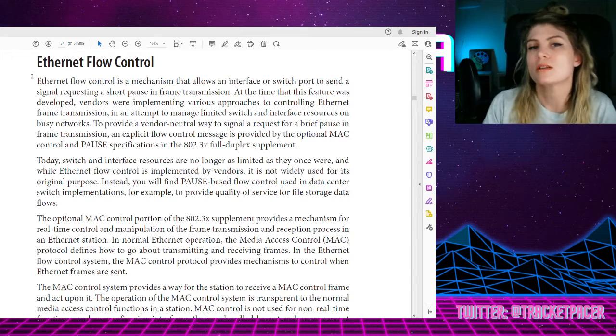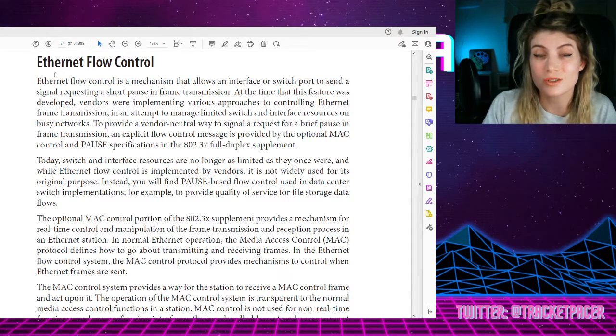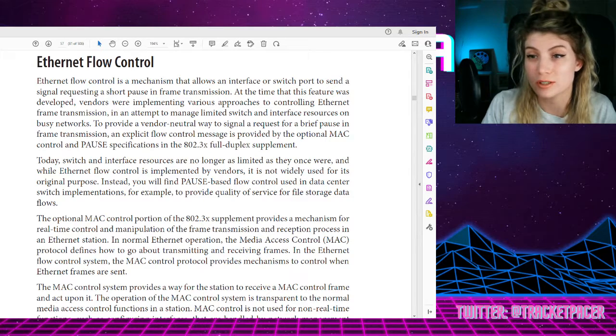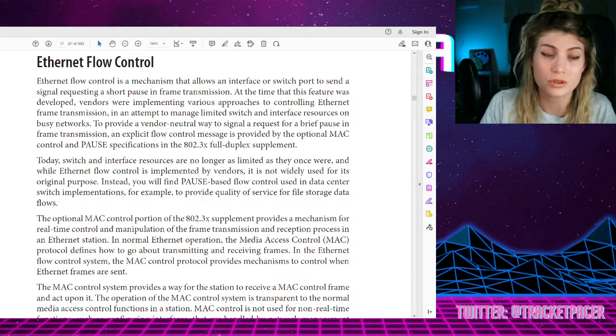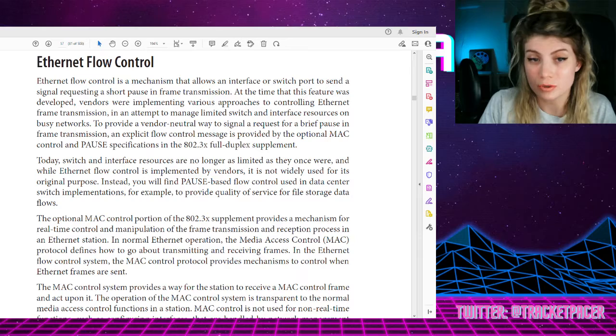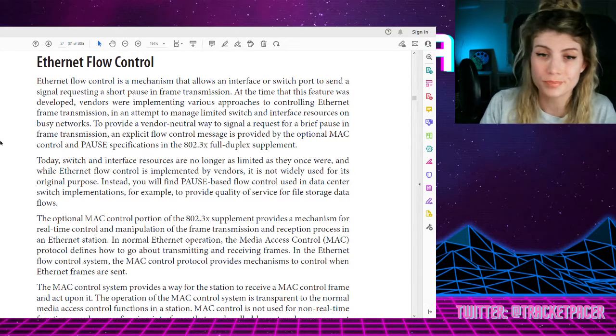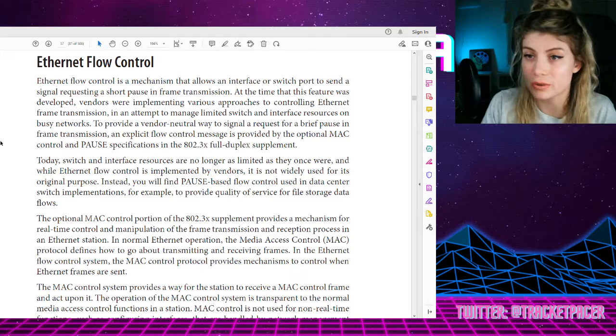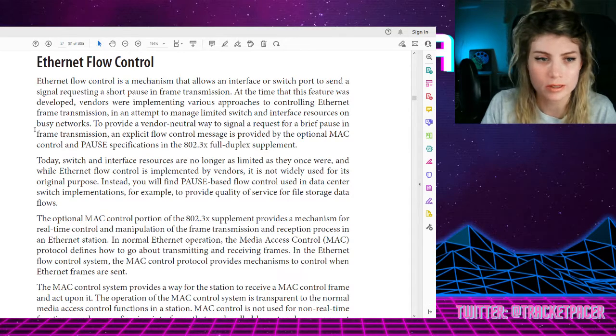Ethernet flow control is a mechanism that allows an interface or switch port to send a signal requesting a short pause in frame transmission. At the time that this feature was developed, vendors were implementing various approaches to controlling Ethernet frame transmission in an attempt to manage limited switch and interface resources on busy networks. To provide a vendor-neutral way to signal a request for a brief pause in frame transmission, an explicit flow control message is provided by the optional MAC control and pause specifications in the 802.3x full duplex supplement. So it's optional, but we can do it, and that makes us vendor neutral, so that's nice.